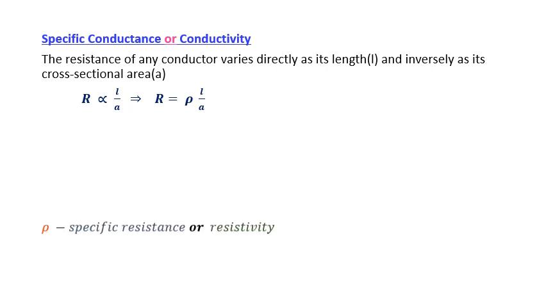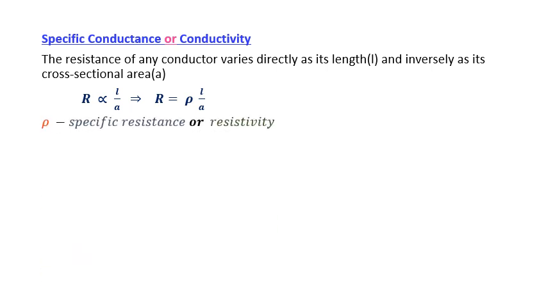Next, rho is specific resistance, and is also called resistivity. Again, similar words. Just as specific conductance or conductivity are the same, here also specific resistance is equal to resistivity. I have been repeating the words and terms. You should focus on the terms. Terms are very important, otherwise you will get confused very easily.